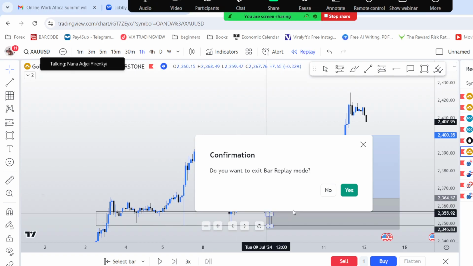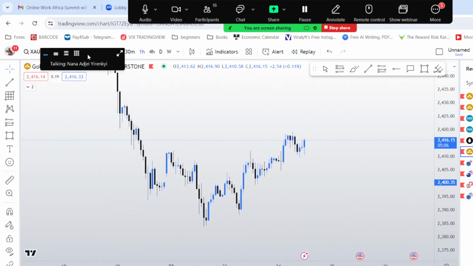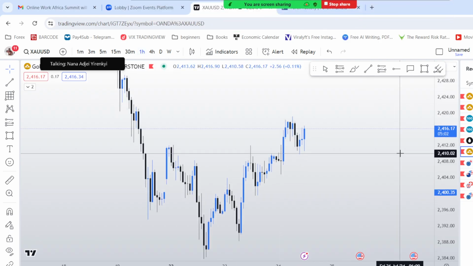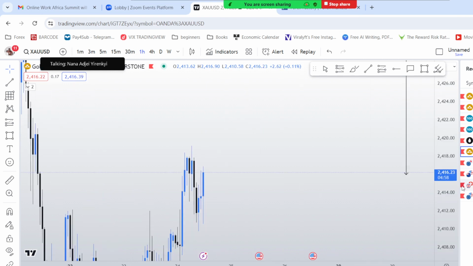Let me switch back to the live chat for you to see clearly. Currently I'm on the 1 hour time frame, and you can see there's a timer on my right hand side. If you follow my cursor, you can see that we have 5 minutes left for this particular 1 hour candlestick to finish closing.